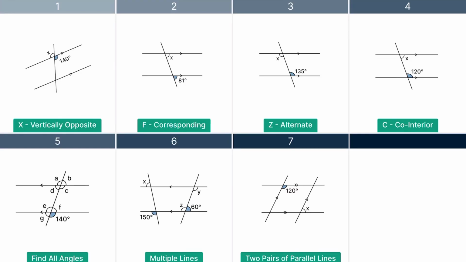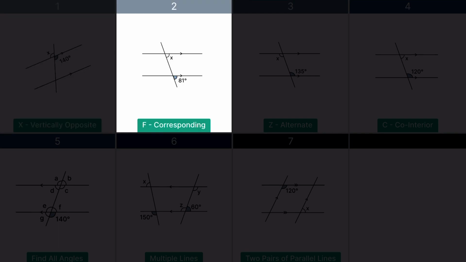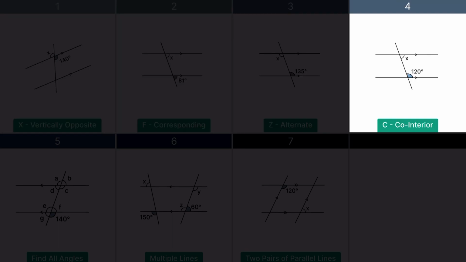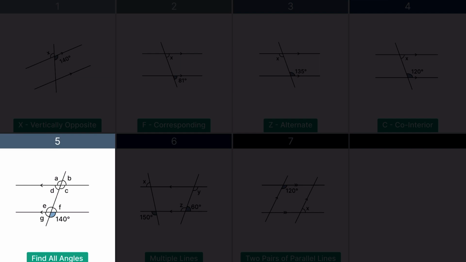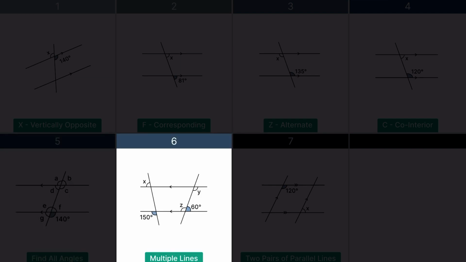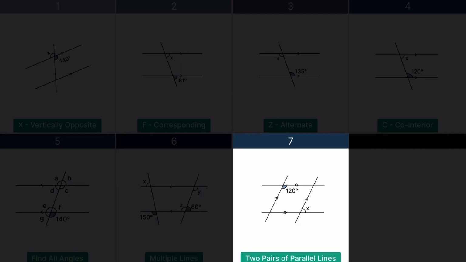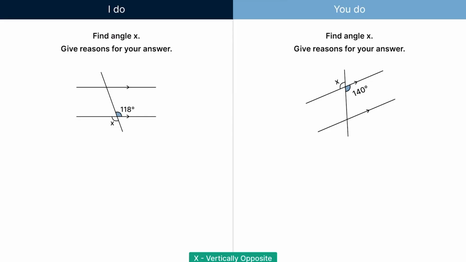Angles and parallel lines is what we're looking at in this video. It's split into 7 parts. So first we're going to look at vertically opposite angles, then corresponding, then alternate, co-interior, finding all the angles in examples like this, looking at multiple lines passing through the parallel lines, and then 2 pairs of parallel lines like this.